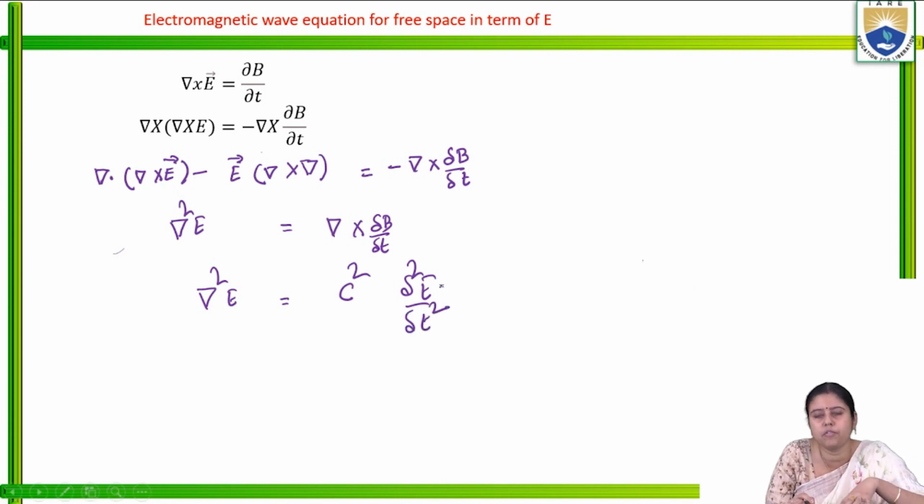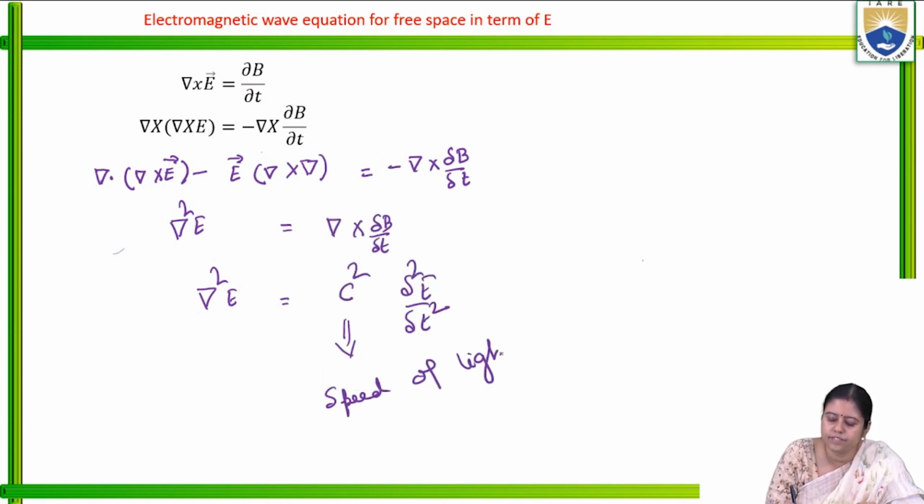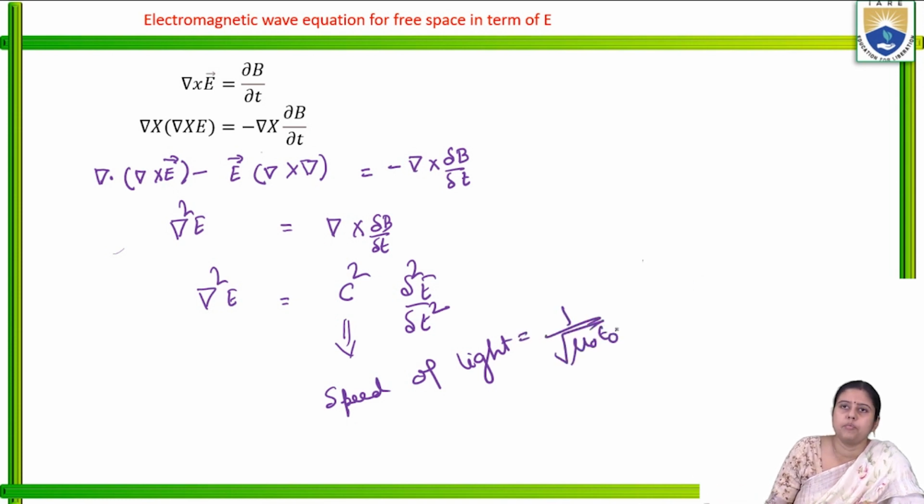If we solve this equation, we have already discussed the wave equation in detail in the last lecture. So if you go through the details, you can get the proof. Grad square E is equal to c square del square E by del t square. What is E? E is the intensity. What is C? C is nothing but the speed of light, equal to 1 by square root of mu naught and epsilon naught.